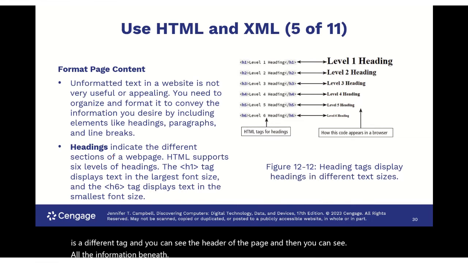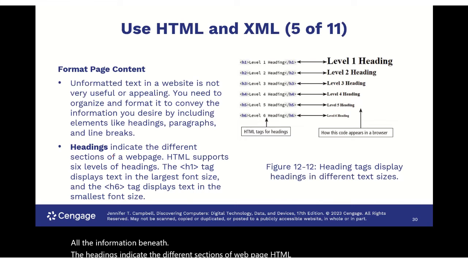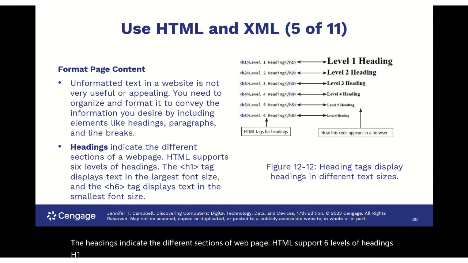The headings indicate the different sections of a web page. HTML supports 6 levels of headings. The H1 tag displays text in the largest font size. That's what we typed. Then H6 displays the text in the smallest font size.